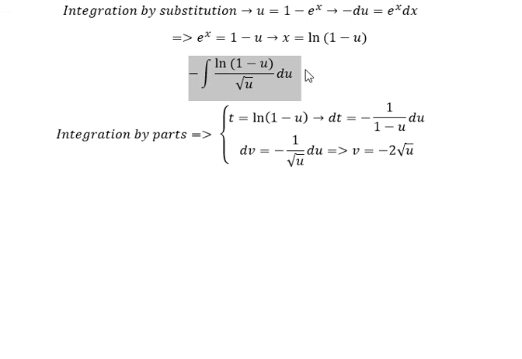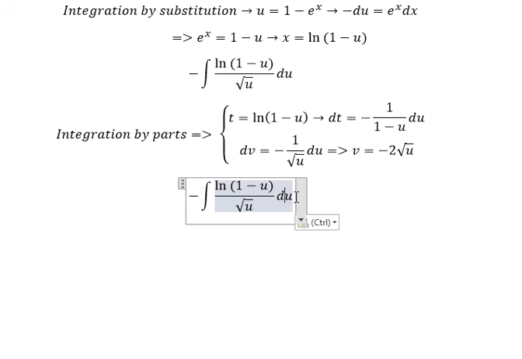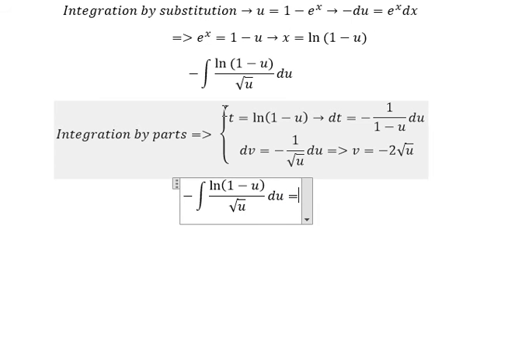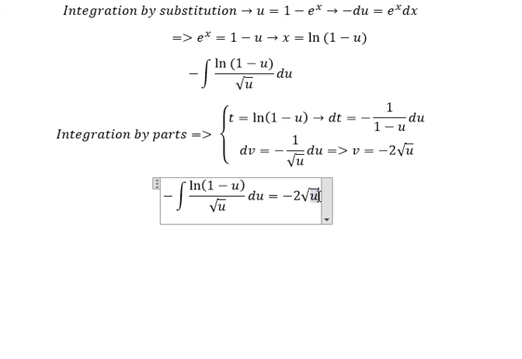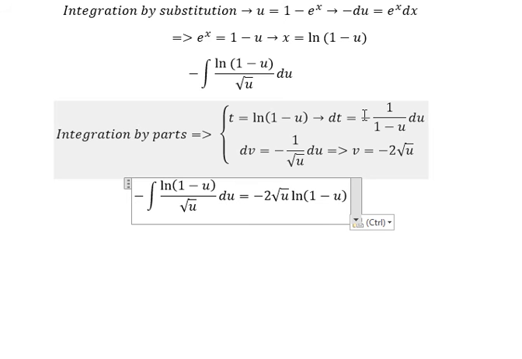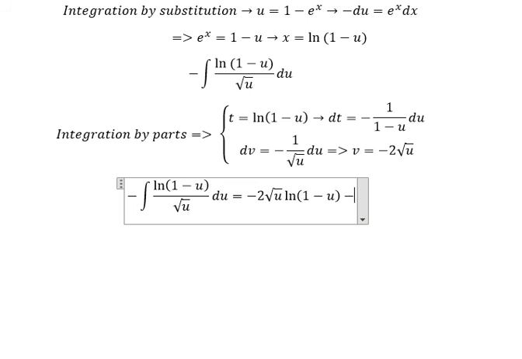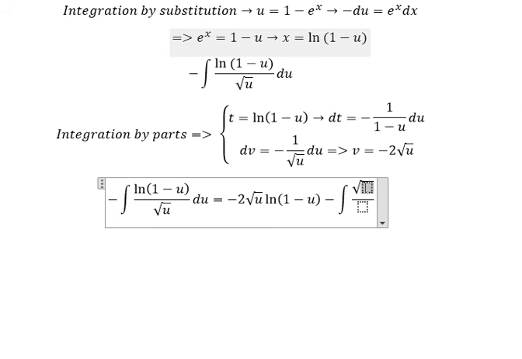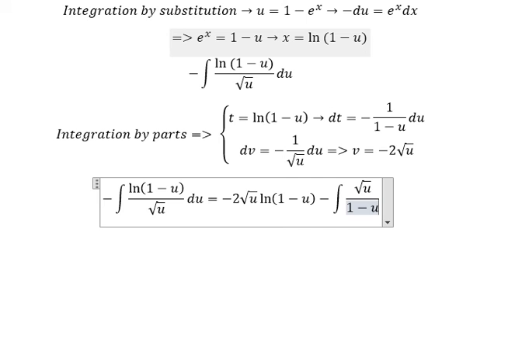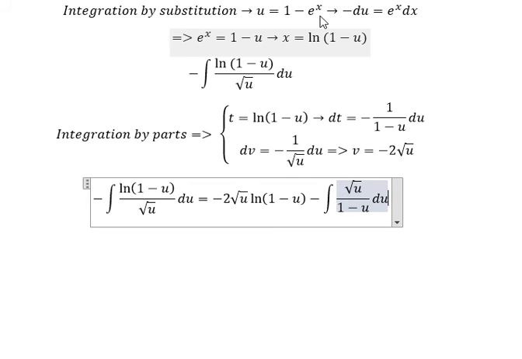Now we need to change this one. t multiplied with v, so you get negative, this one multiplied with this one. We have negative and negative, you get the positive, so we will have the negative in here, and you will get the square root of u, and we have 1 minus u du with number 2.